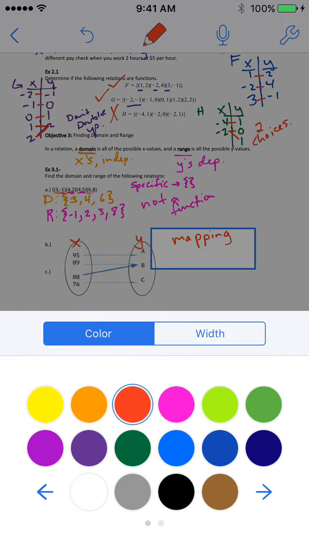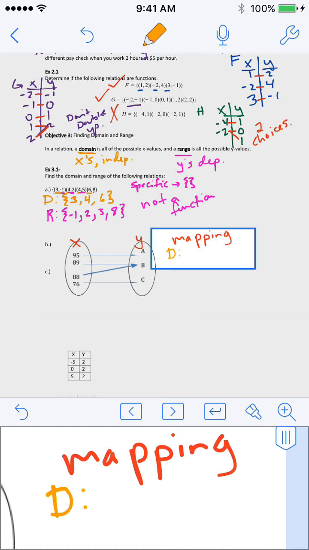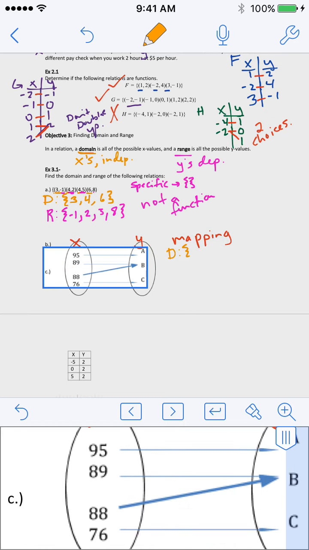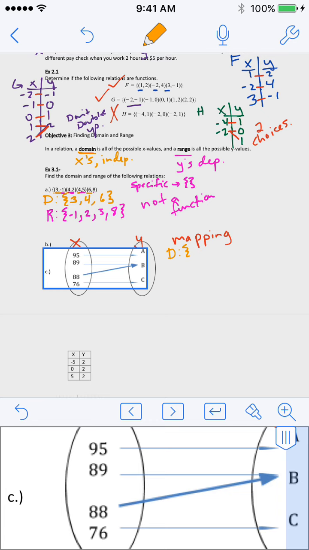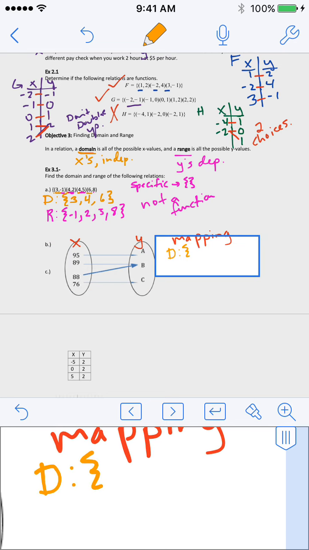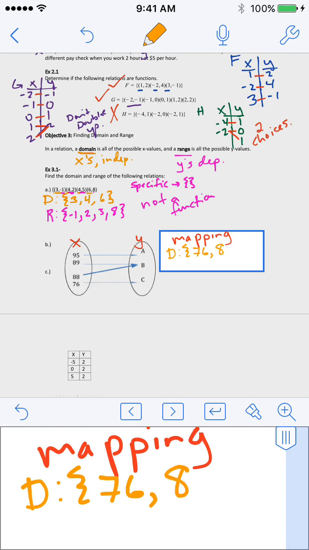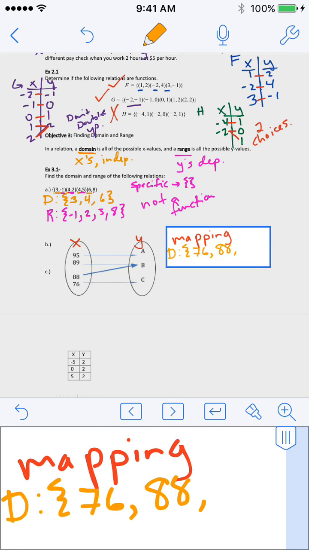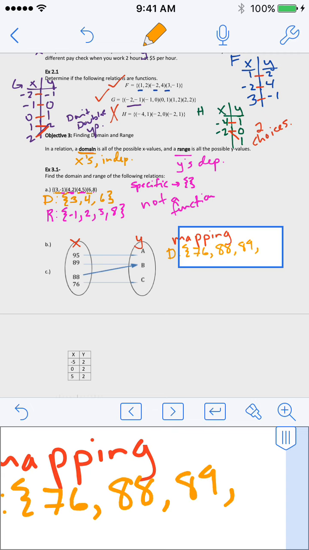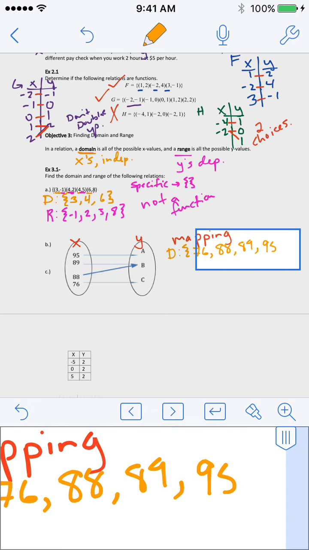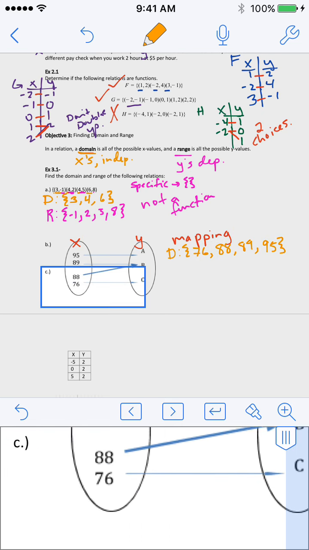What do we think here? So domain, let's start with domain. What domain do we have here? It's a very specific domain. Let's go in order for simplicity's sake. You don't need to go in order in curly brackets. Technically, that's not a rule, but eventually you will need to go in numerical order for intervals, so let's just practice that now. Looks like we have a 76, an 88, an 89, and a 95. And that is all of our domain values.